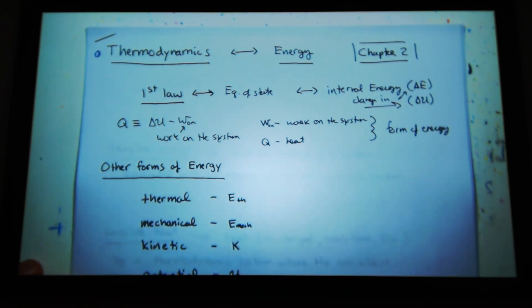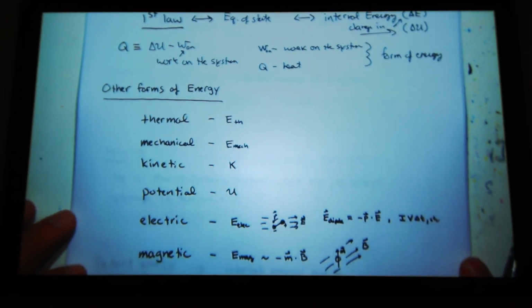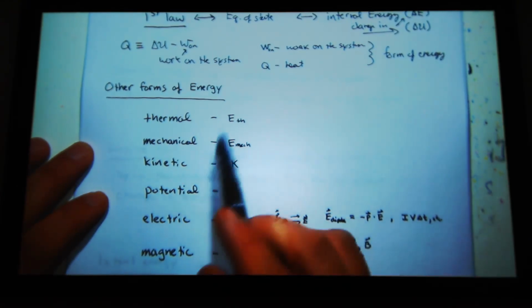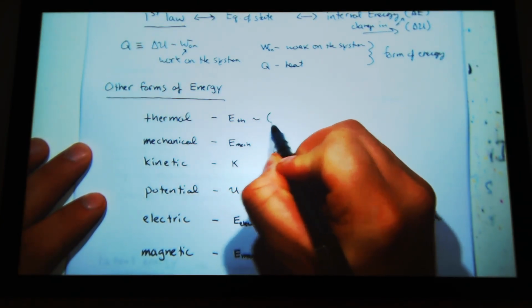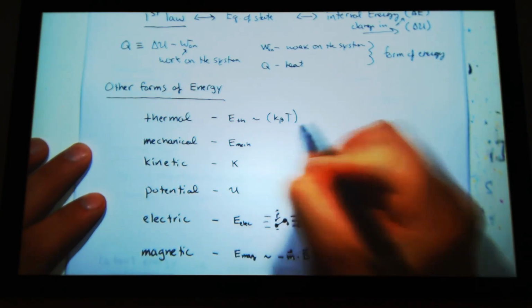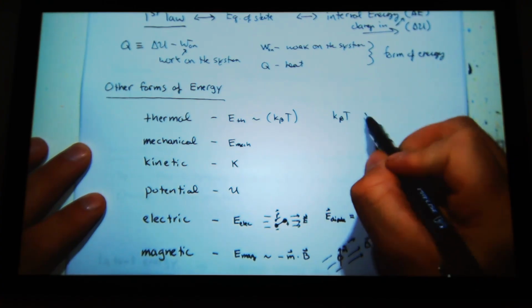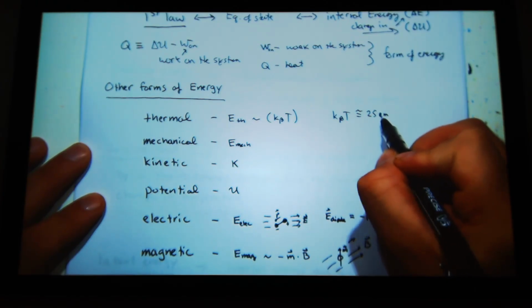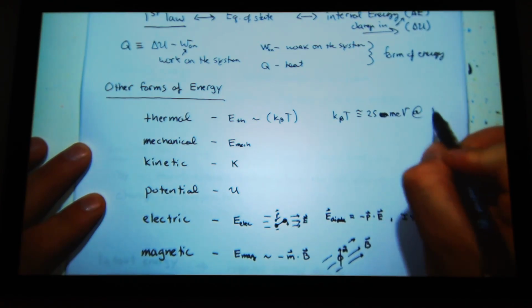So there's other forms of energy. It's not just heat and work and internal energy. There's many forms of energy. There's thermal energy, and I can relate that to the Boltzmann constant times the temperature. And just as a reference, kBT equals about 25 milli-electron volts at room temperature.